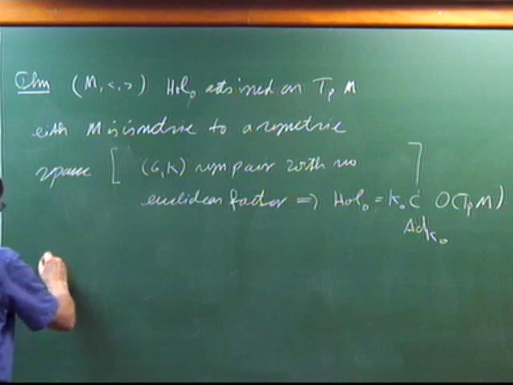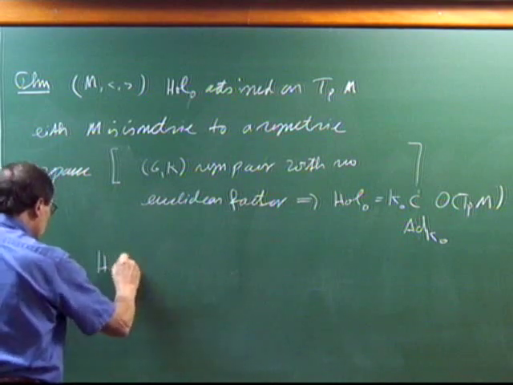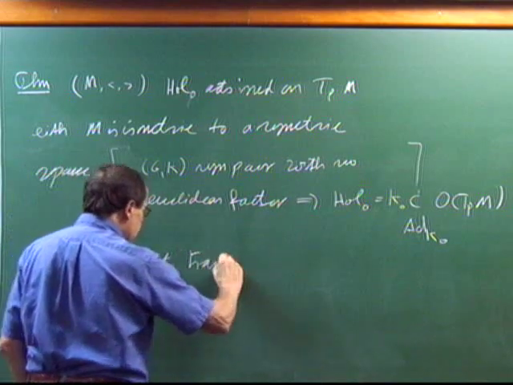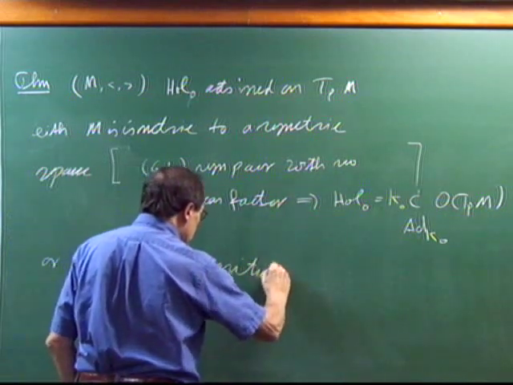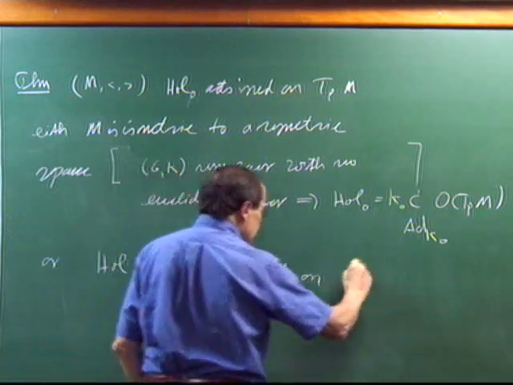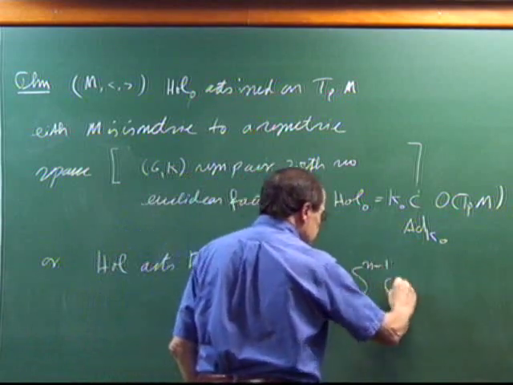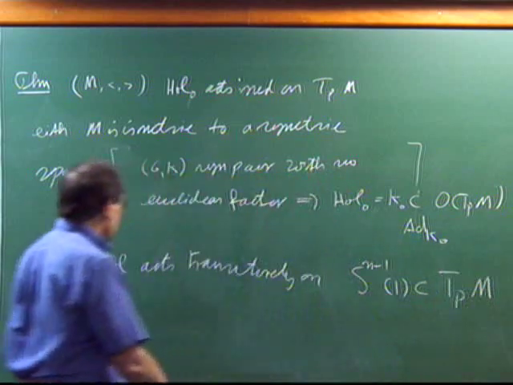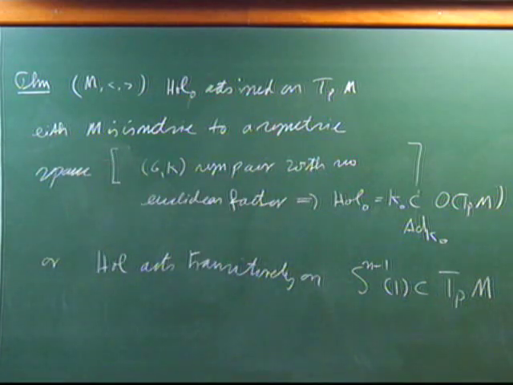And then the other case was Hol acts transitively on the sphere of radius 1 inside T_pM. So one of these possibilities happens. So then I gave you the list of the actions that are transitive on the sphere. Let me write them over here.